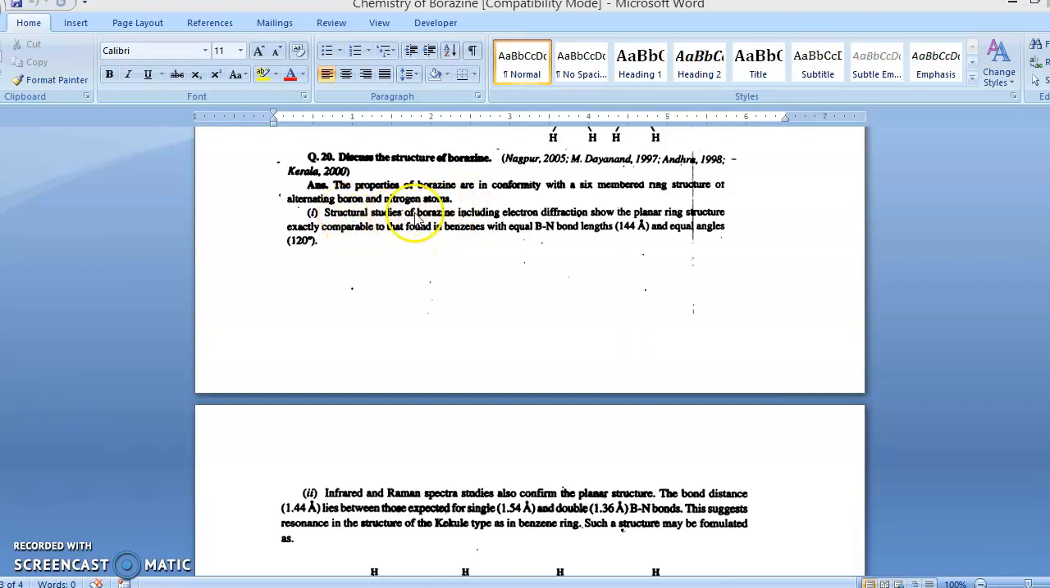The structural studies of borazine show that it is a 6-member planar structure, like benzene, and the bond distance between boron and nitrogen is 1.44 angstrom, and the angle between boron, nitrogen and boron is 120 degrees.